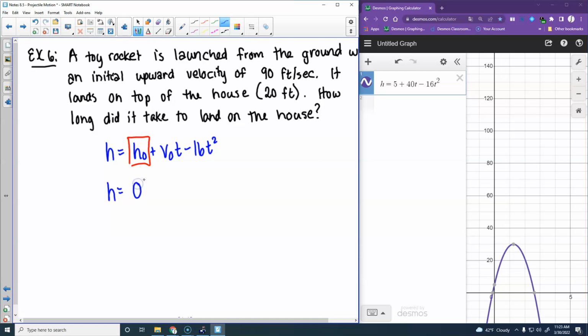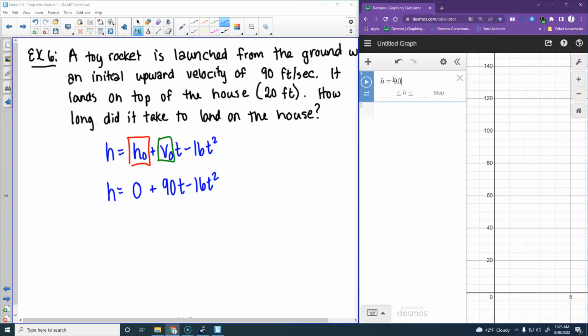So that's 0. The v sub 0, that's initial upward velocity. So initial upward velocity is 90. And then the rest of the equation stays the same. So we would go over here and type in our equation. You can leave out that 0 if you want.